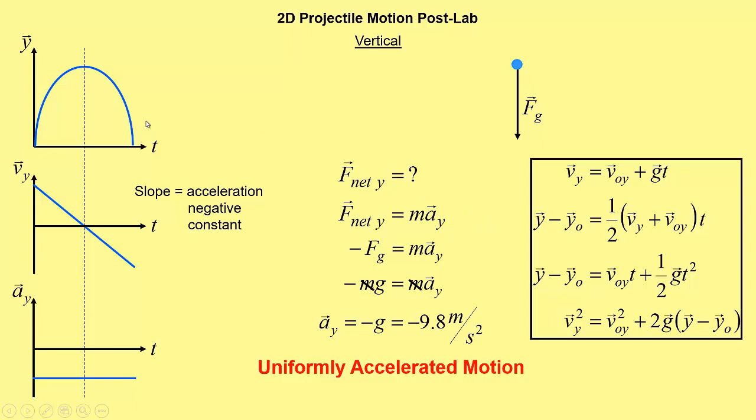So notice here that both experimentally and theoretically, it appears that the vertical motion of a two-dimensional projectile is uniformly accelerated motion, with a special acceleration near the surface of the Earth of negative 9.8 meters per second squared. Put the two together, and that means we can see that two-dimensional projectile motion is really just a combination of two models that we've already spent a lot of time learning.